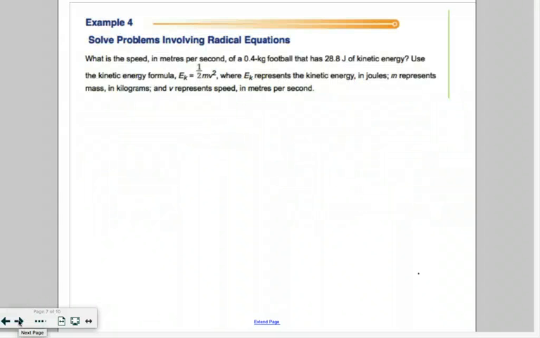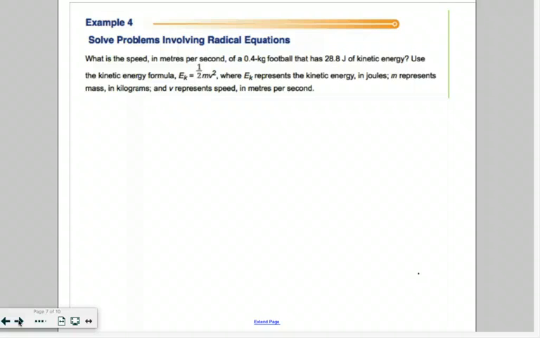All right, let's take this now to some word problems. Oftentimes there are situations in which squares or radicals are used in relationships between variables, and you need to be able to work with those types of relationships and work with squares and work with radicals in order to solve these equations. So let's take a look at this one.